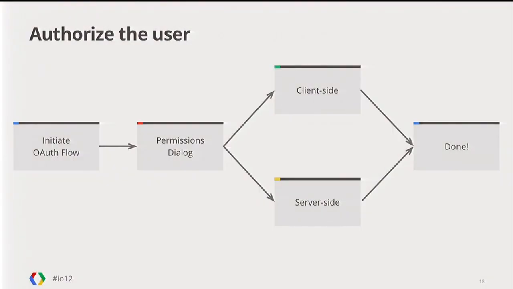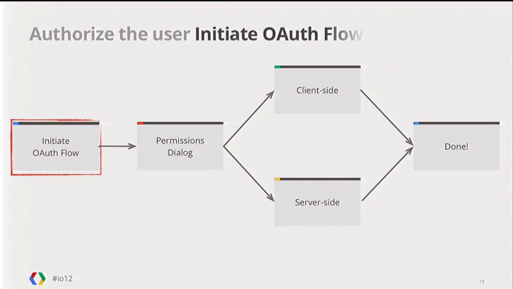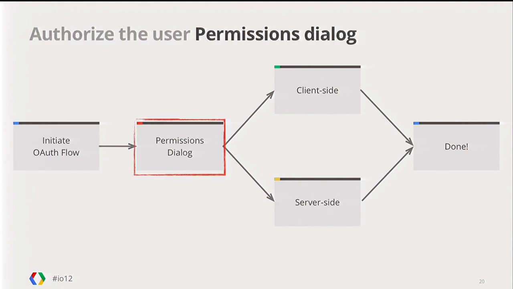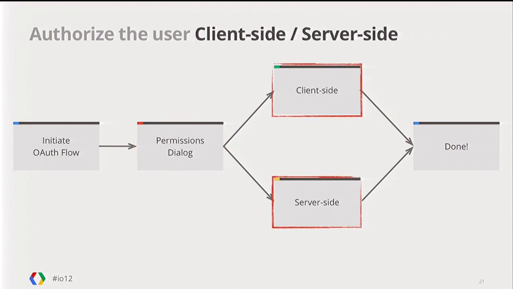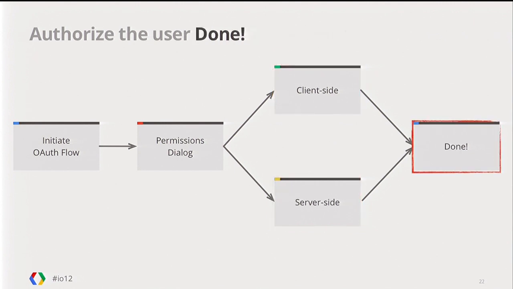I have a flow chart. So we start out by initiating the OAuth flow. Now, we've done this, if you've worked with OAuth 2, lots of times before in lots of ways, but I'm going to show you a really easy way to do it. Then we get the permissions dialog. That's on the user. They just say yes. Then we have either a client-side or a server-side flow. I'm going to talk about each, and then we're done.